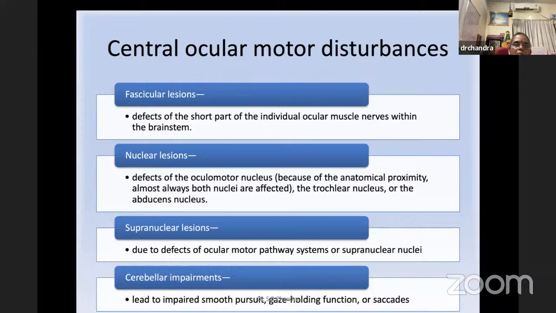Then we will see the fascicular lesions. Fascicular means the nerve has come out of the nucleus. That's fascicular. So defects of the short part of the individual ocular muscle nerves within the brainstem after the nucleus. Nuclear lesion is beyond. So muscles, myoneural junction, fascicular, then nuclear. Nuclear defects of the oculomotor nucleus, because of the anatomical proximity, almost always affect both nuclei. The trochlear nucleus or the abducent nucleus.